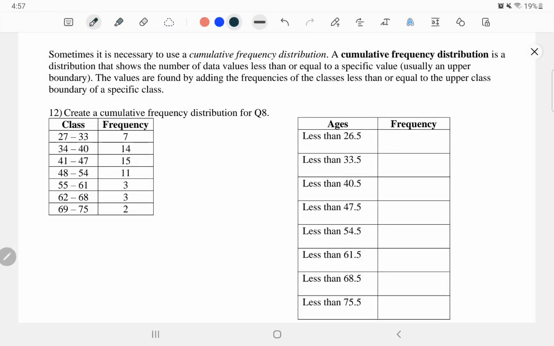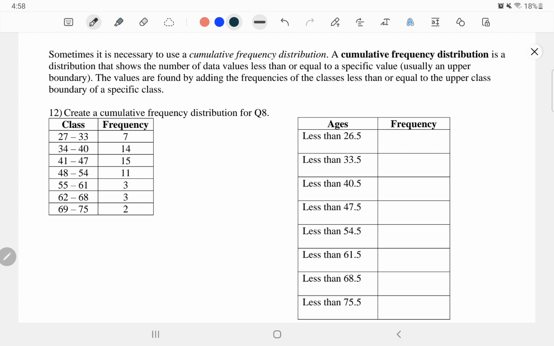Now, here's one of the lesser known frequency distributions that we'll be using. And you probably wouldn't really be using it when you are actually doing research, but you should know how to construct this. Sometimes it is necessary to use a cumulative frequency distribution. The cumulative frequency distribution is a distribution that shows the number of data values that are less than or equal to a specific value, usually an upper boundary. The values are found by adding the frequency of the classes that are less than or equal to the upper class boundary of a specific class. The cumulative frequency distribution is used to also show the growth of the data.